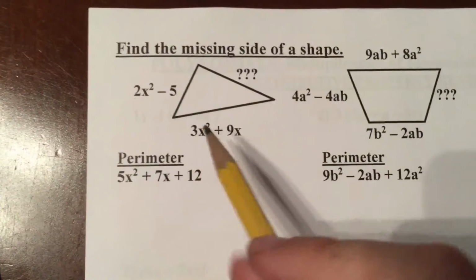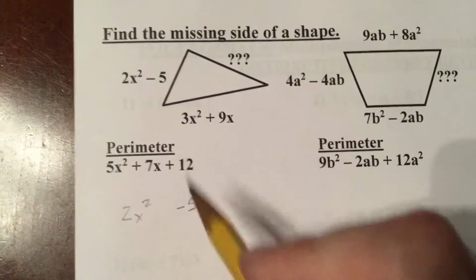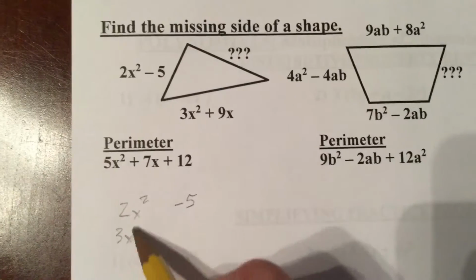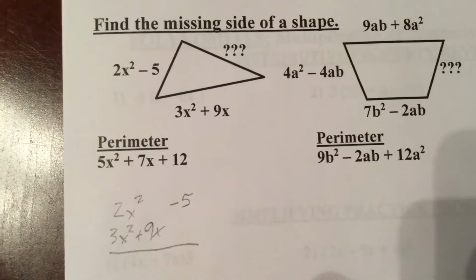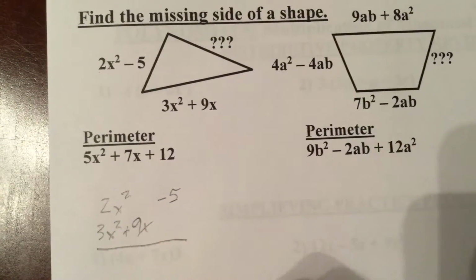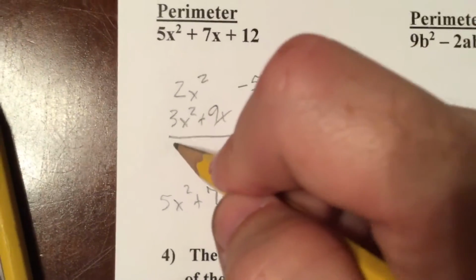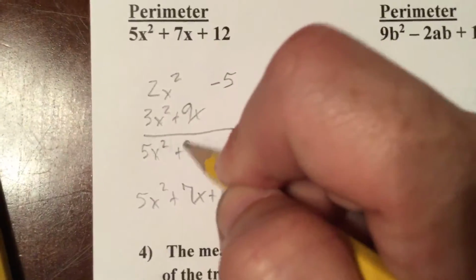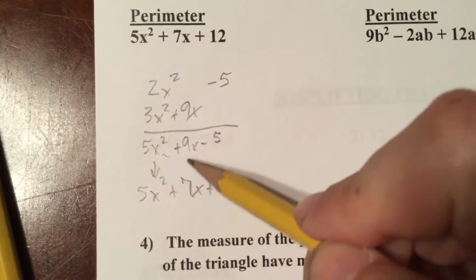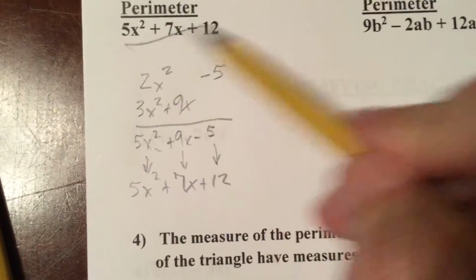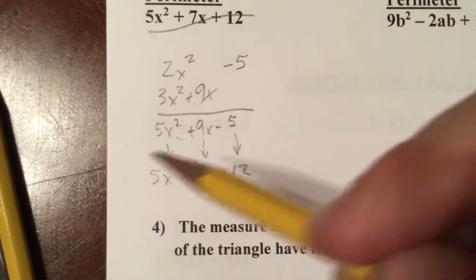Now when it comes to a missing side question, I like to look at what I currently have. So I currently have 2x squared minus 5, 3x squared plus 9x, and then I don't know the third side, but I know that this is the final perimeter. So if I add straight down the two sides that I currently know, this is what I have. Now I want to look at how this changes from the final perimeter answer to what I currently have when I add two sides.